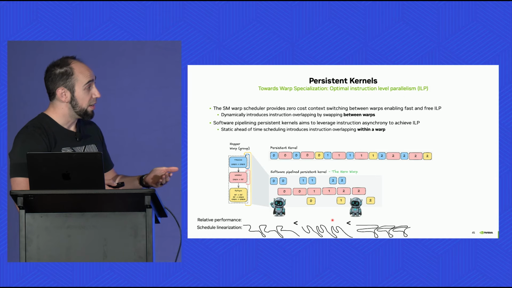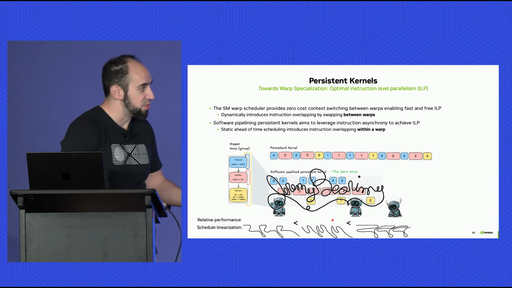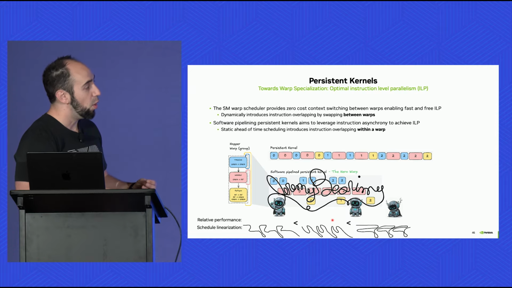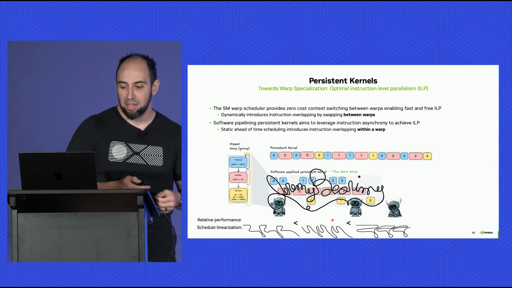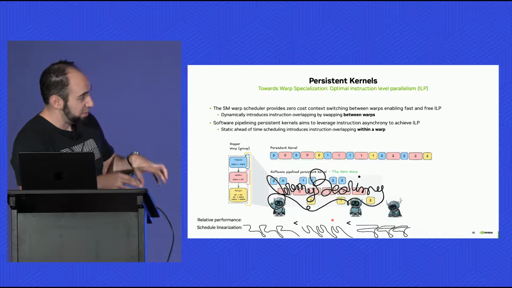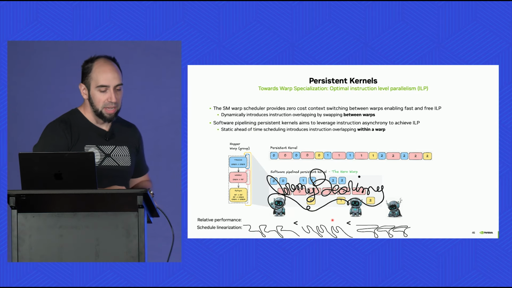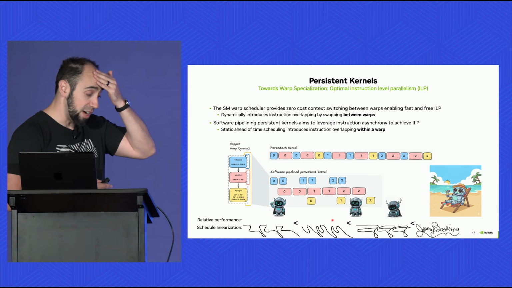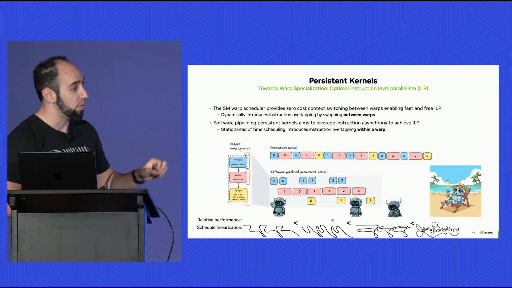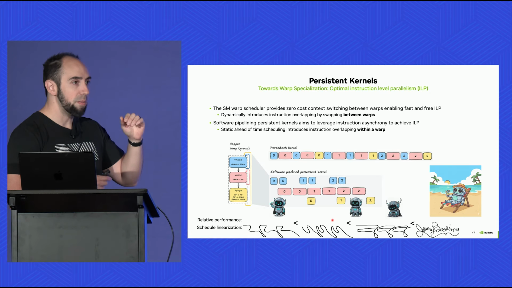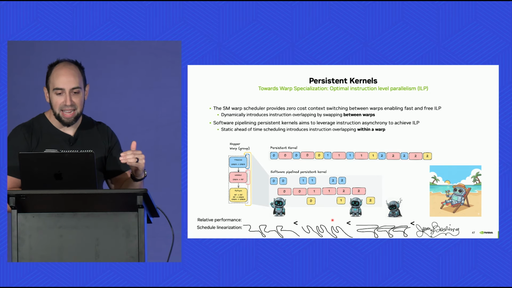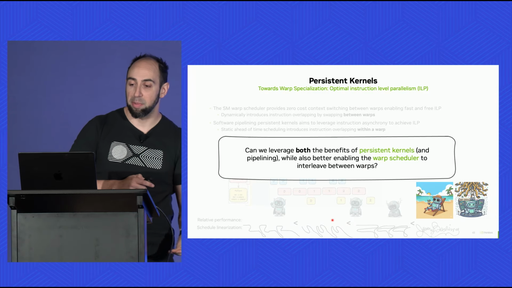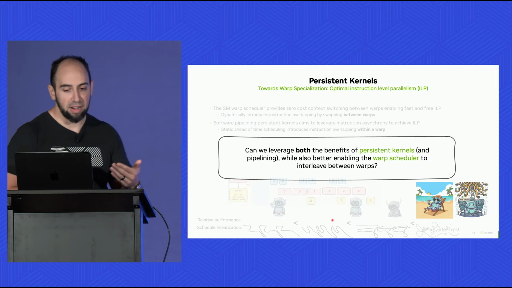And eventually, you find that the optimal schedule is not easy at all for the compiler to emit, or for the user to write, to contort their fingers and get out. So I put this cartoon in just to say that software pipelining persistent kernels definitely is an important strategy, but we want to be able to do both things. We would like to ask how we can both leverage the benefit of software pipelining persistent kernels while also better enabling the warp scheduler.